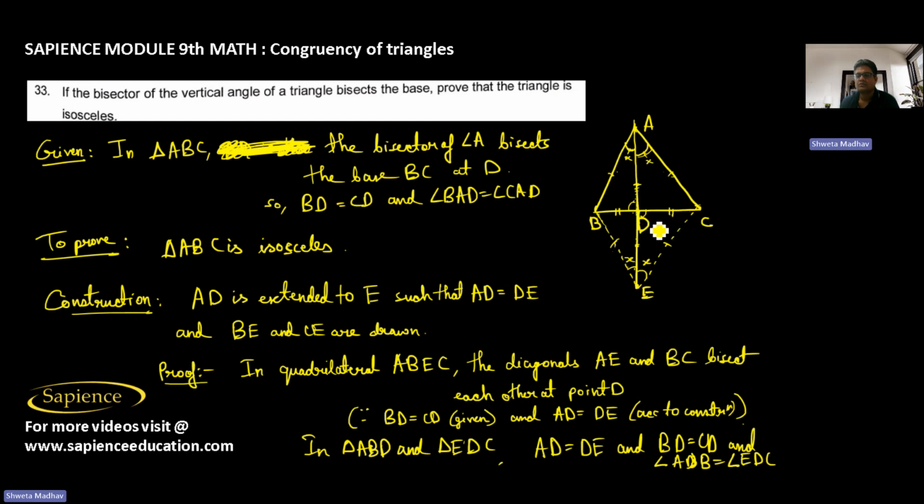So hence we have to prove in this way. Since here, if we have had to use the SAS rule of congruency, then we have to use the included angle. But here the included angle has not been told that they are equal. So we can't use that.